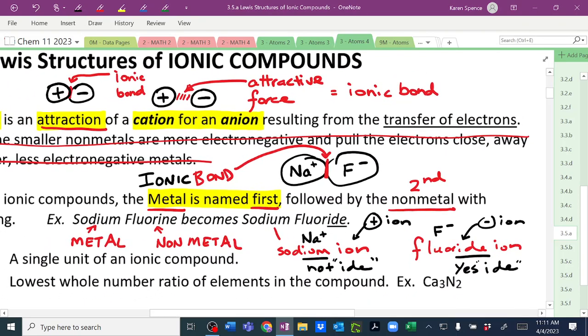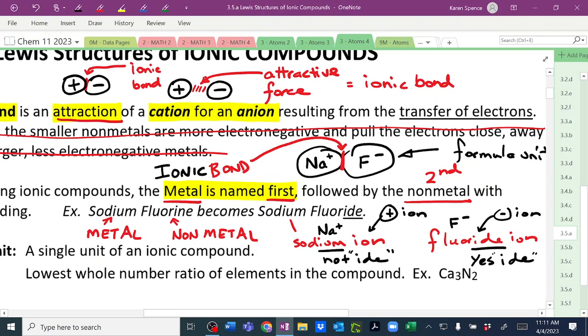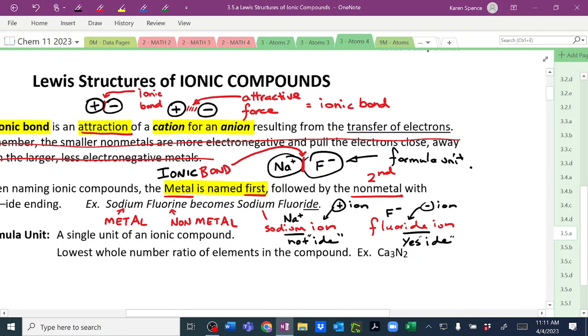What do we call a single unit of an ionic compound? That is a formula unit. So what we have drawn here, this is a formula unit. And it is the lowest whole number ratio of elements in a compound.